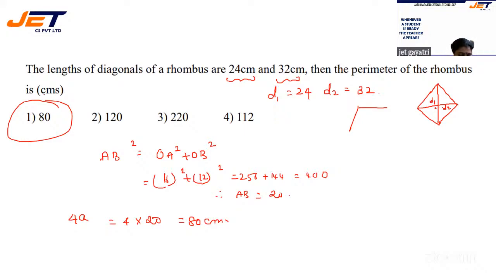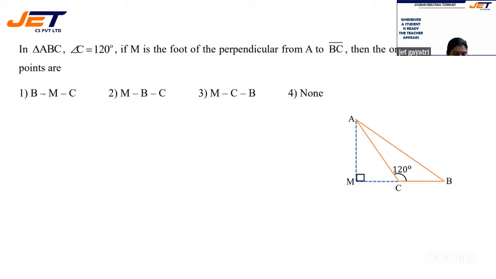All right. Now let's move on to the next question. In triangle ABC, angle C is 120 degrees. If M is the foot of the perpendicular from A to BC, then the order of points is B, M, C or M, B, C or M, C, B, or is it none?